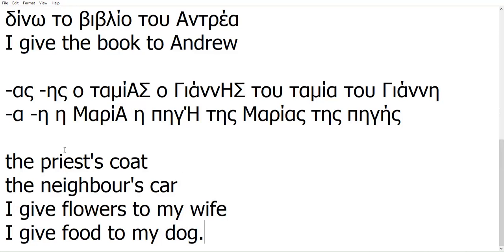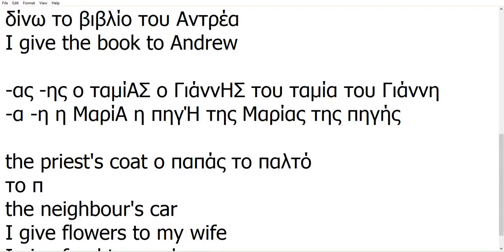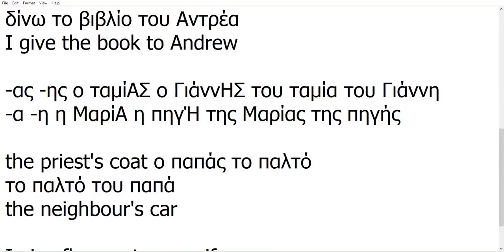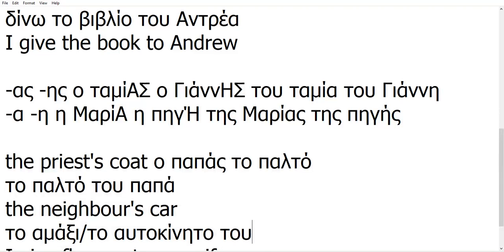If the problem here was the vocabulary, I can give it to you now. Priest would be papas, and the coat would be to palto. See if you can do it now. So this would be to palto, to papa. Again, notice that by comparison to the English one, the order has been changed. The second one would be το αμάξι or το αυτοκίνητο του γείτονα.